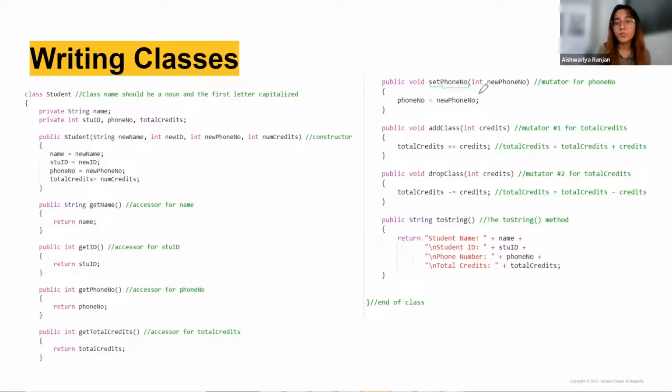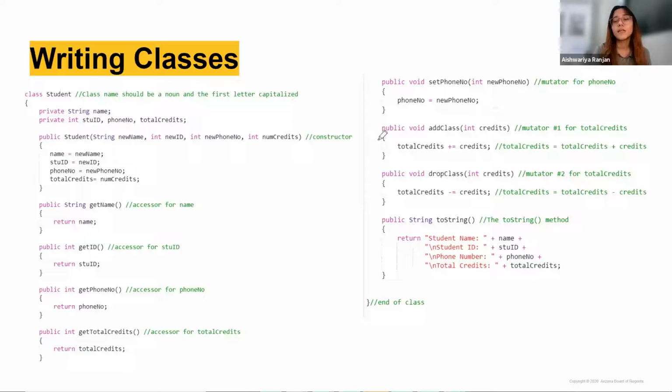So we have set phone number over here. It doesn't have to return anything, so the return type is void. But if you're setting a current phone number, that means you're updating the current phone number with a new value. You need to input the value, so you have int new phone number in this input list. This new phone number is going to be assigned to the phone number variable in this class. So this phone number is updated with the new phone number.